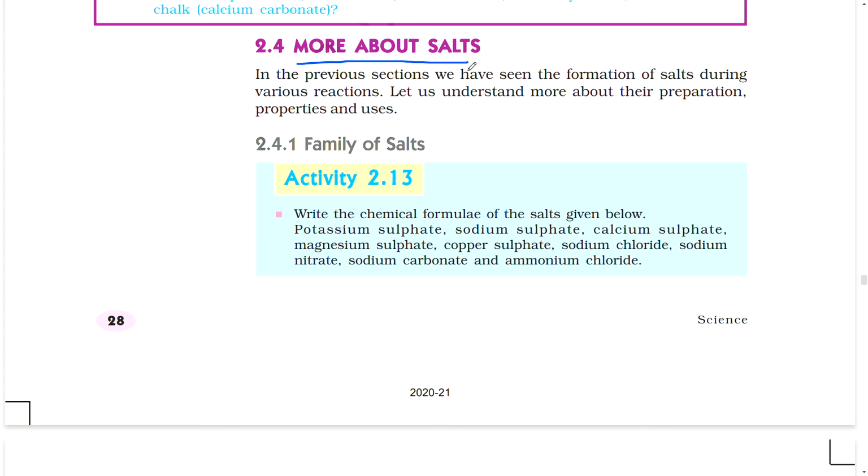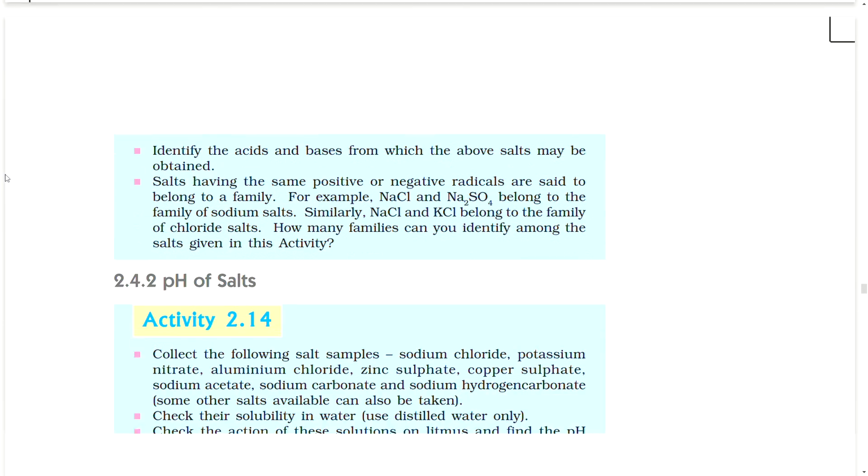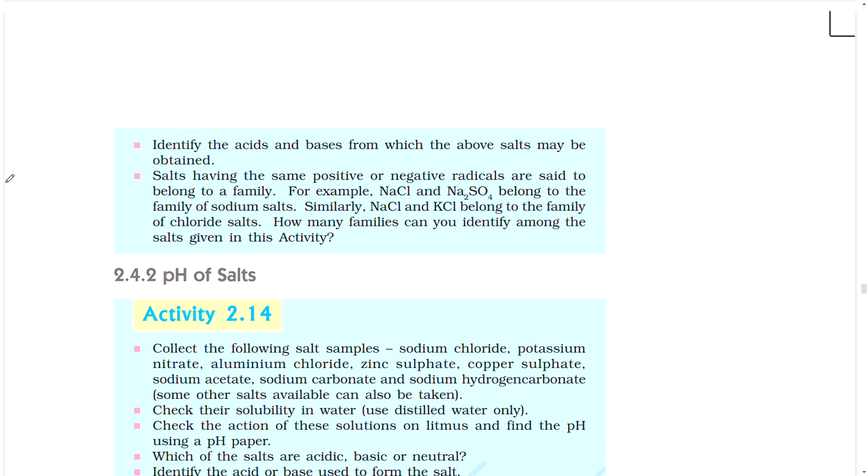More about salts. In the previous section, we have seen the formation of salts during various reactions. Let us understand more about their preparation, properties, and uses. Family of salts. Activity. Write the chemical formula of the salts given below. Potassium sulfate, sodium sulfate, calcium sulfate, magnesium sulfate, copper sulfate, sodium chloride, sodium nitrate, sodium carbonate, and ammonium chloride. Identify the acids and bases from which the above salts may be obtained.